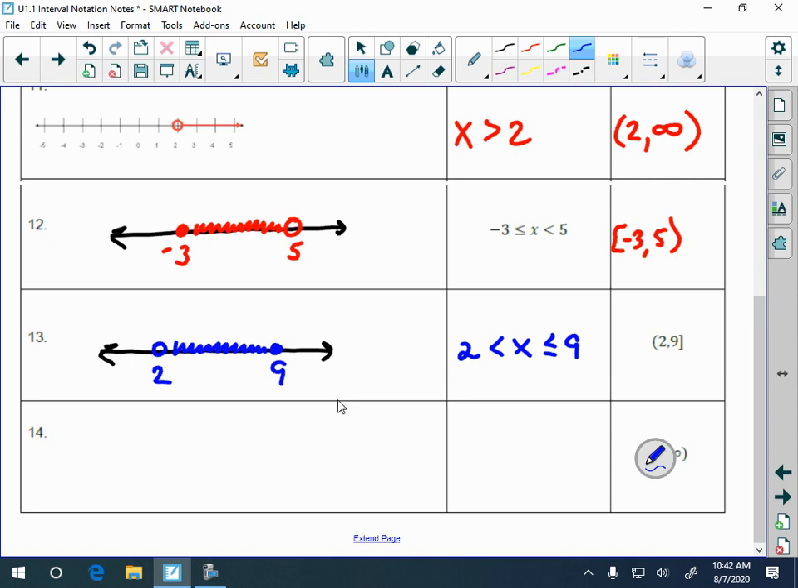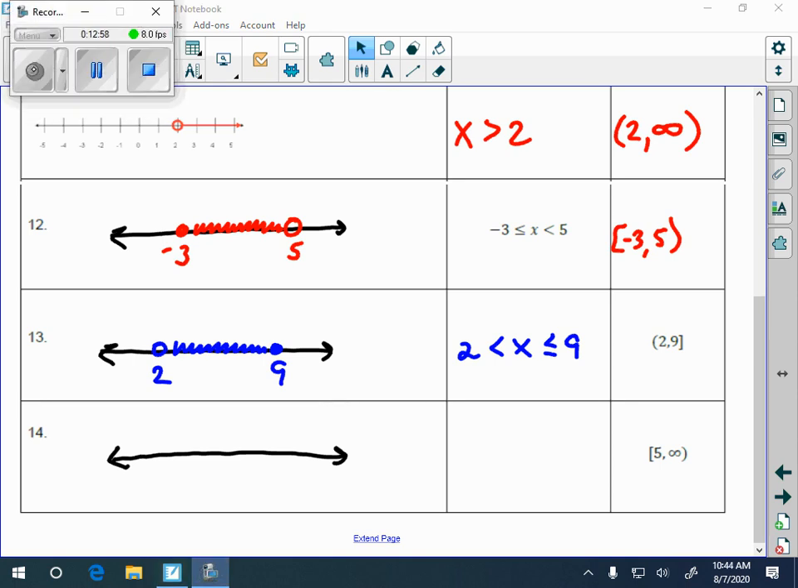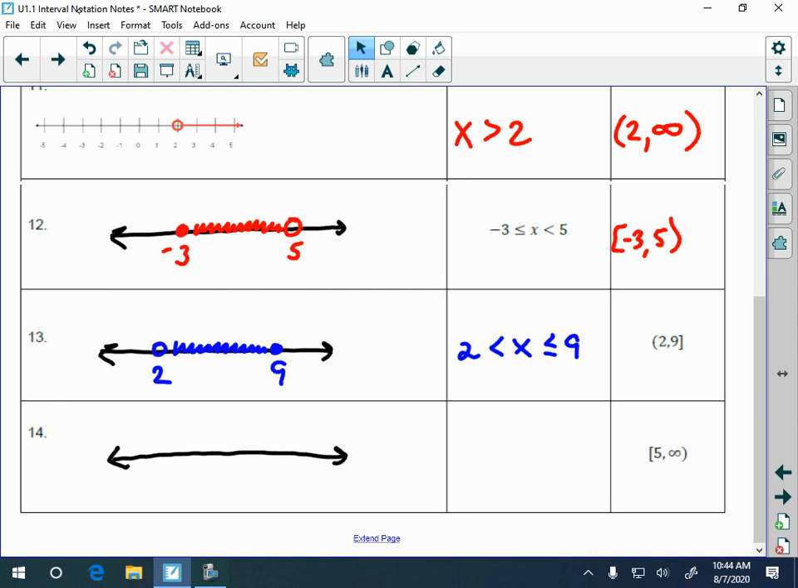Number 14, between 5 and infinity. On this one, I'm going to go ahead and do the graph first, just because it's a little bit easier to see. So we're going to go from 5 to infinity.